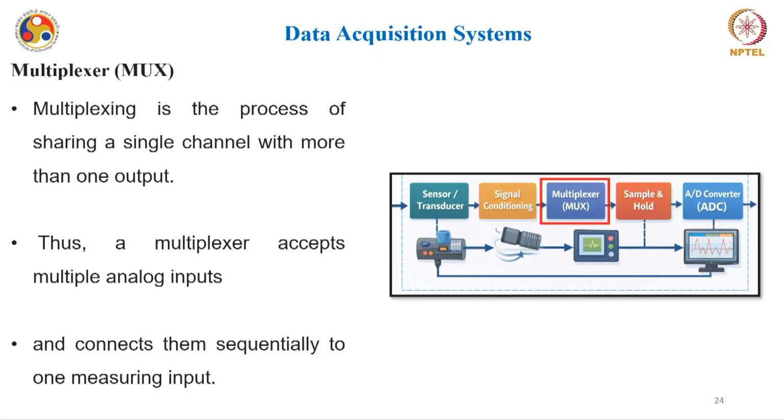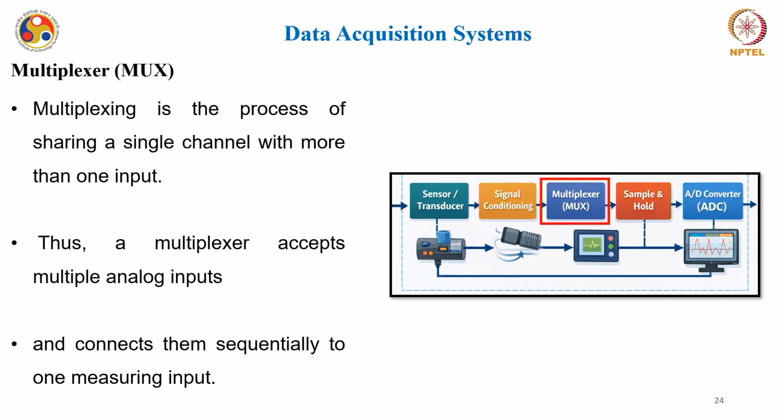So, the next important part of a data acquisition system is the multiplexer system, also known as the MUX system. Multiplexing is the process of sharing a single channel with more than one input. For one input it is okay that you give the input and then you have an output, but when you have only one channel and multiple inputs, then you have to share the channel itself in place of having multiple channels. And this job is done by the multiplexer.